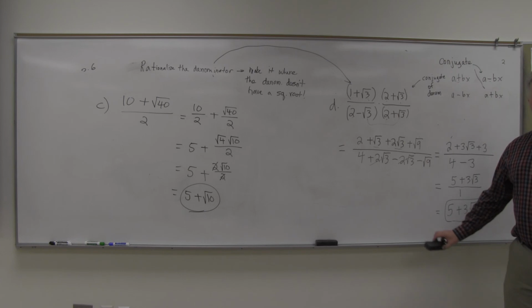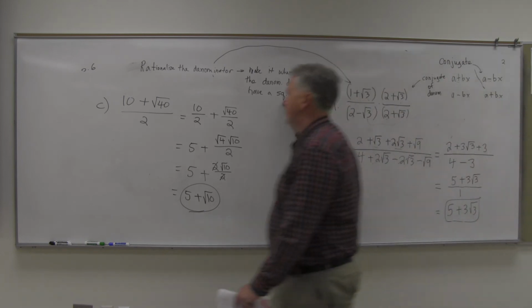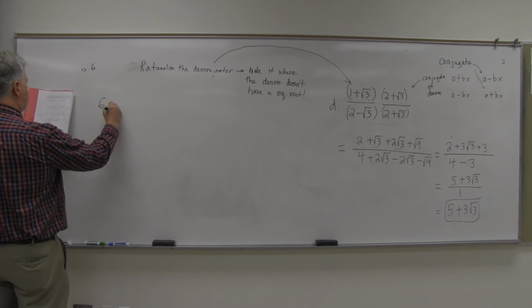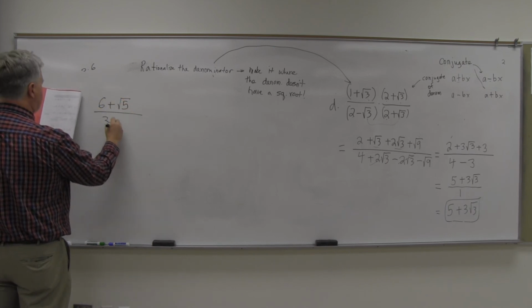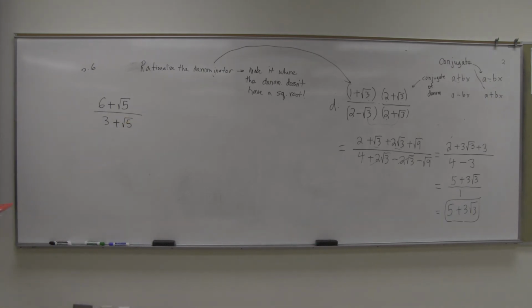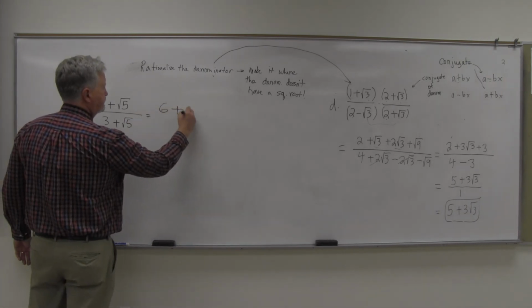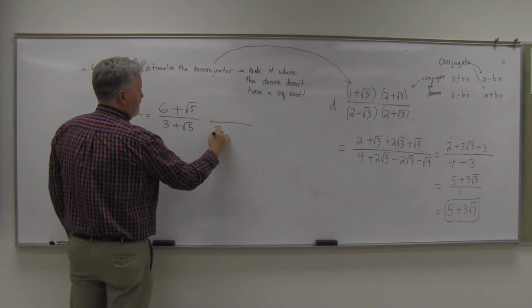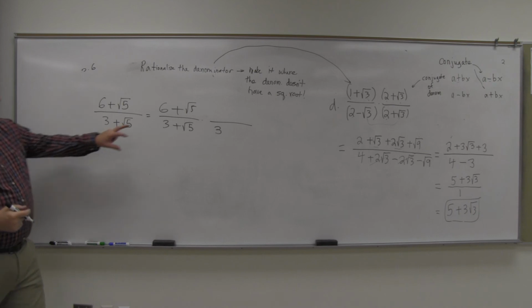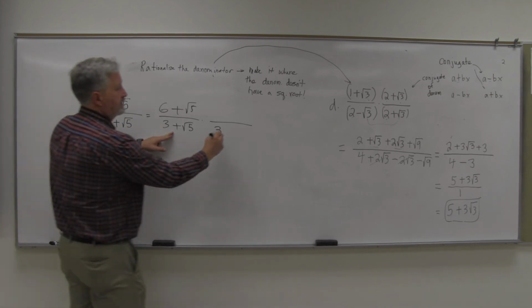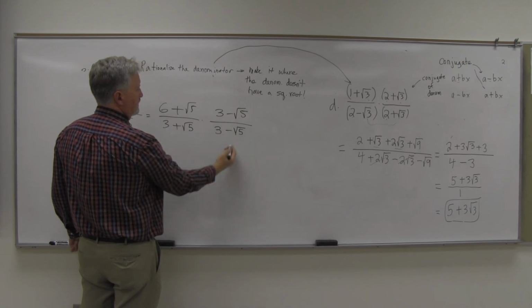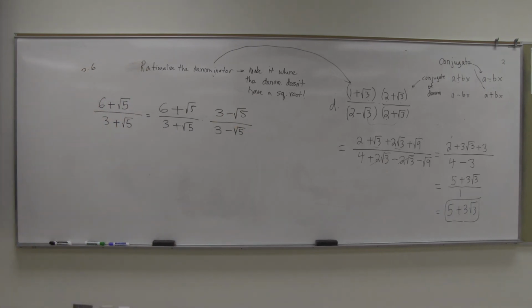Hang with me, do one more of these just to get you one more example. It's not on there, but I think one more would seal the deal here. All right, so let's say we got 6 plus the square root of 5 divided by 3 plus the square root of 5. So we take that. I'm going to write a second one. And just multiply by the conjugate of the denominator. So in this case, we've got plus, so the conjugate is minus. It's just the opposite of what it is originally. And then I do the same thing on the top. It's the conjugate of the denominator, so the top and the bottom there match.